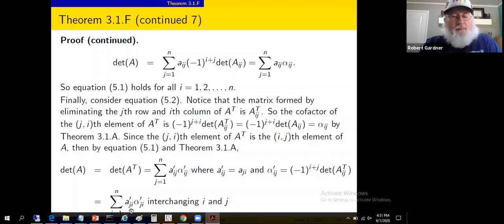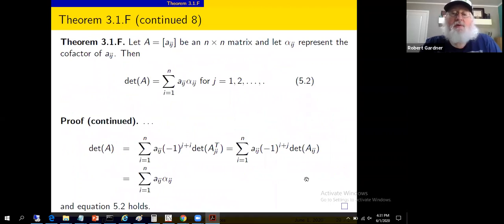What's up with A sub ji prime? A sub ji prime would be the same as A sub ij. So we can get an A sub ij there. I interchange the i's and j's here, so we'll do that next. Interchanging the i's and j's, so I got the A sub ij here. We've interchanged the i's and j's in this second part as well. That gives us the determinant of A sub ji transpose.